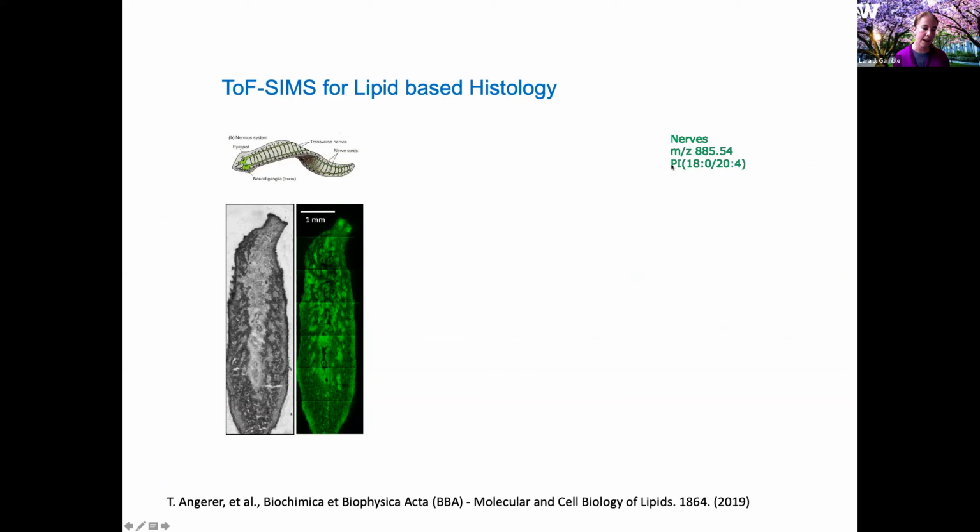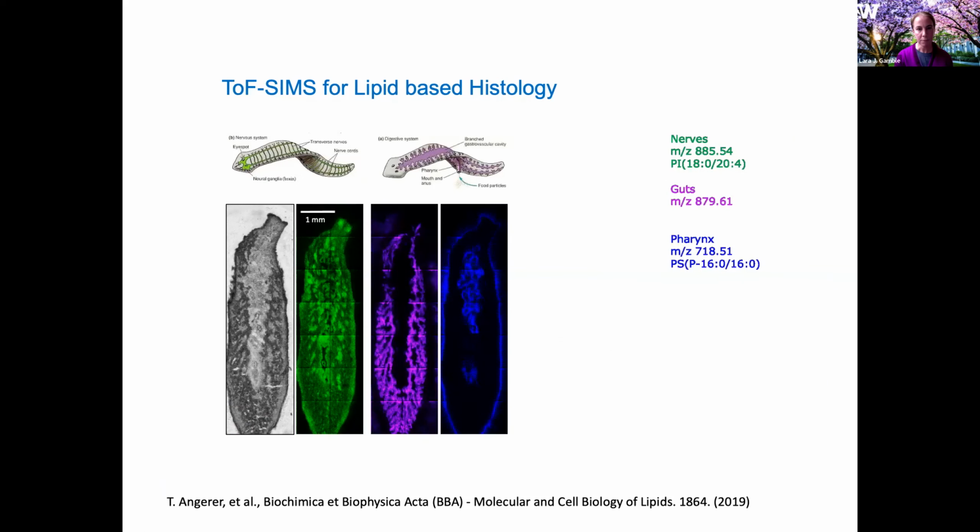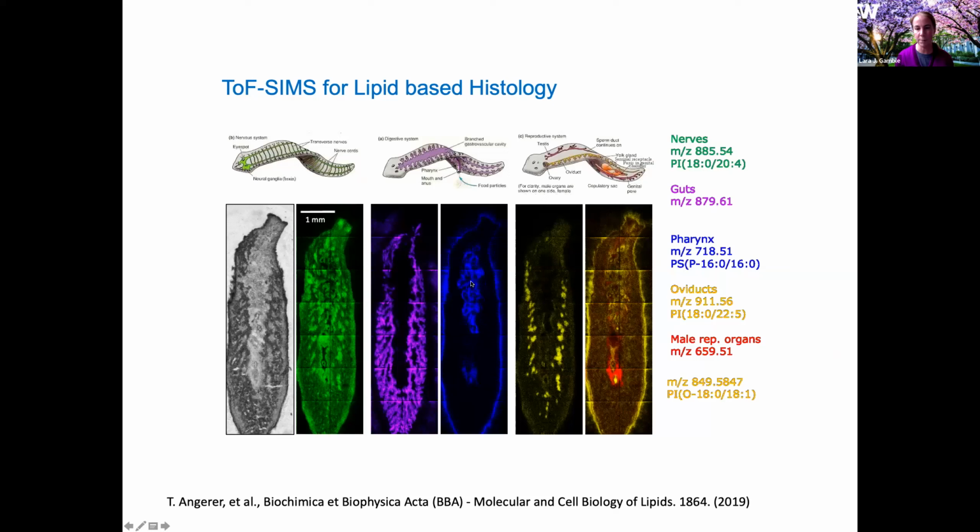And by looking at the mass spectrum a little more carefully, we can relate it to a phosphoinositol peak with two different chained fatty acids off of that phosphoinositol. Similarly, we see different peaks related to where we would see what we might call the guts of the worm, the pharynx, and the reproductive systems of the worm, the oviducts and the testes, for example. Interestingly enough, we see different lipid species for all those. And then we can false color and show where we're seeing all those peaks come out.